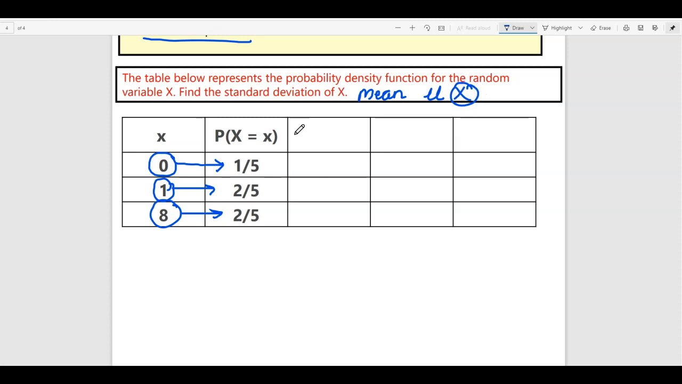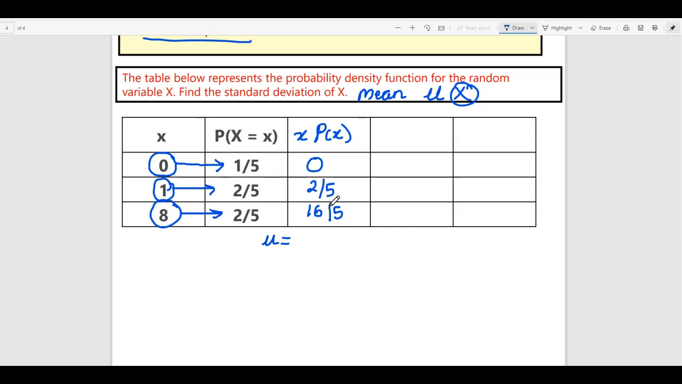Remember how you find the mean? You simply multiply x times the probability of x and add everything. So my mean mu is 0 times 1 over 5, which is 0. 1 times 2 over 5, which is 2 over 5. 8 times 2 over 5, which is 16 over 5.